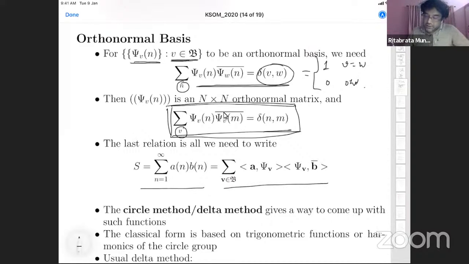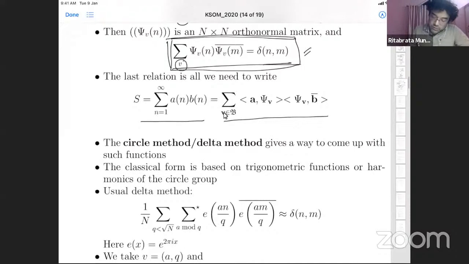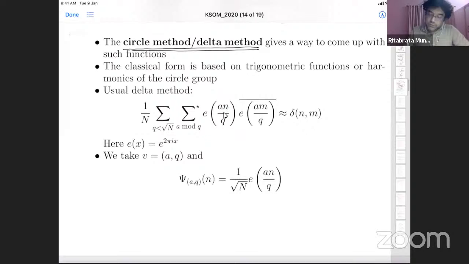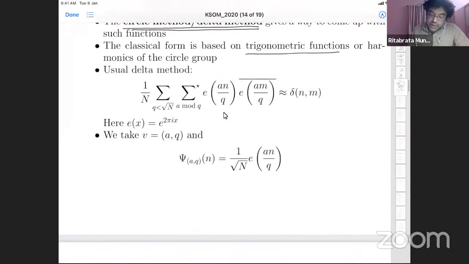Now this is something quite classical, because this goes back more than 100 years to Ramanujan. This comes from what is called the circle method, the delta method. What we are doing is trying to expand the Kronecker delta symbol in terms of some harmonic functions. What Ramanujan did is he used the harmonics of the circle group, or what are called the trigonometric functions. And one modern form of the circle method due to him is called the delta method.